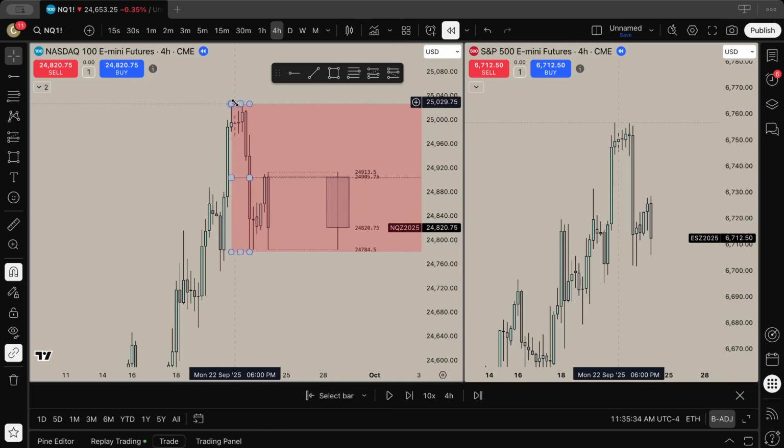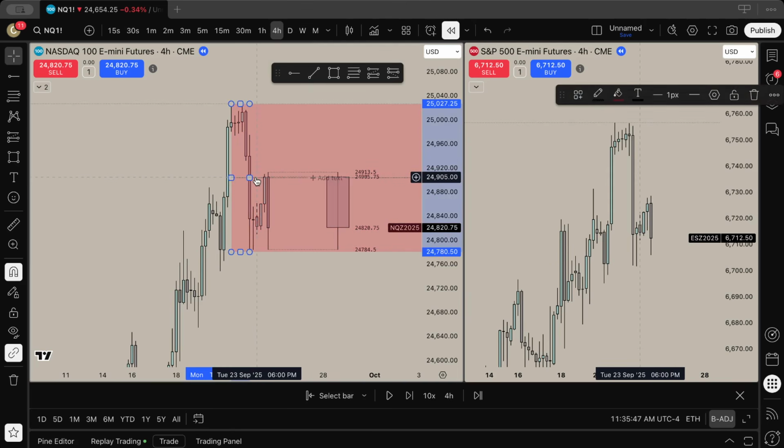Price made this high and then made this low, and as you can see, this move up is back to equilibrium. As you can see, this middle 50% line is equilibrium. Okay, price always returns to equilibrium before going lower. So that was my thesis going into the day, right?